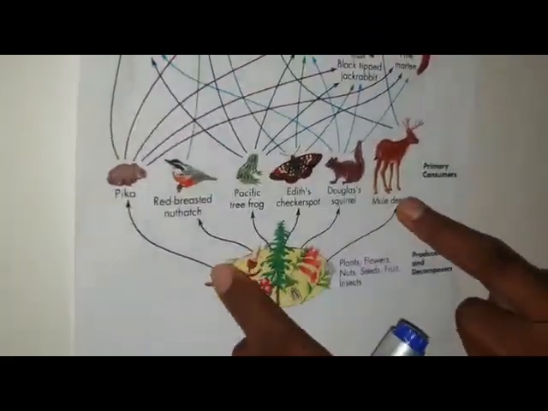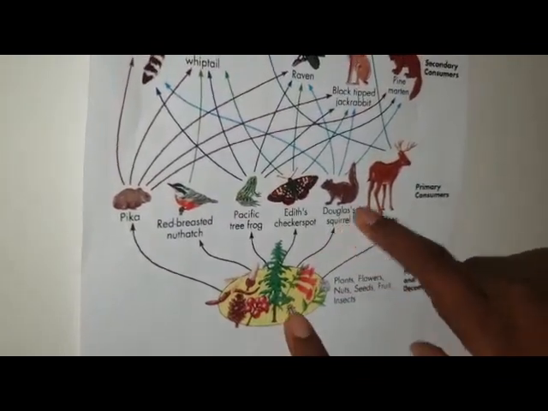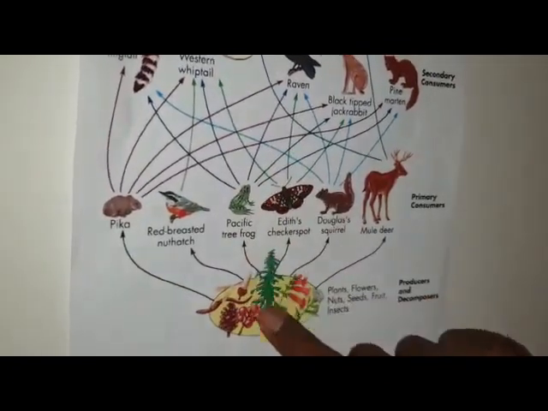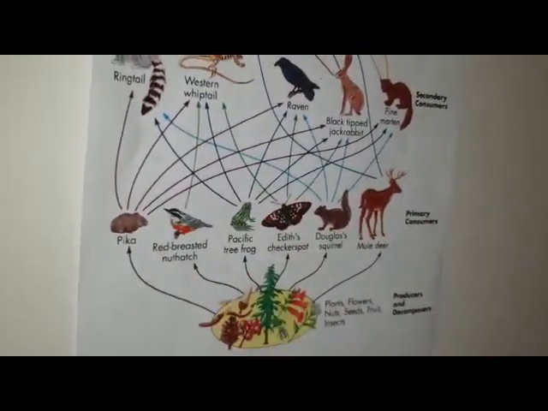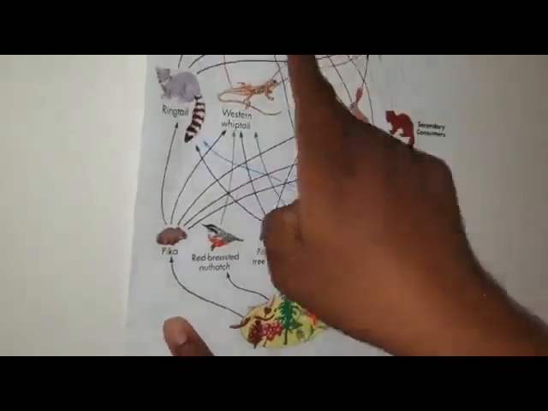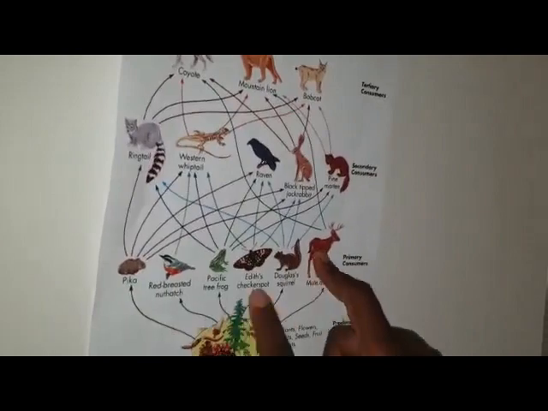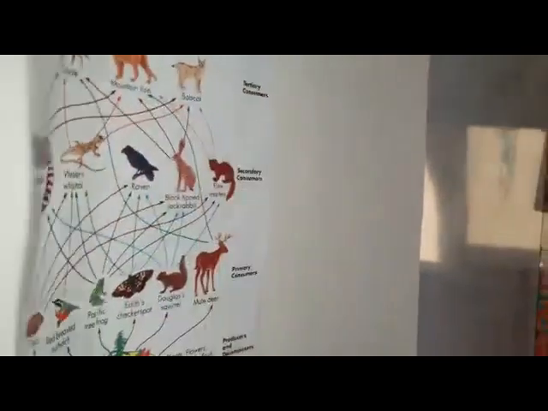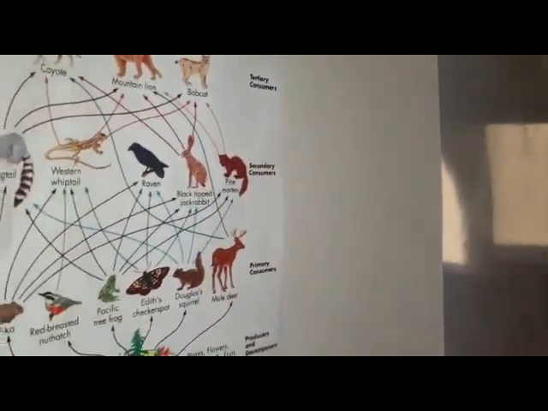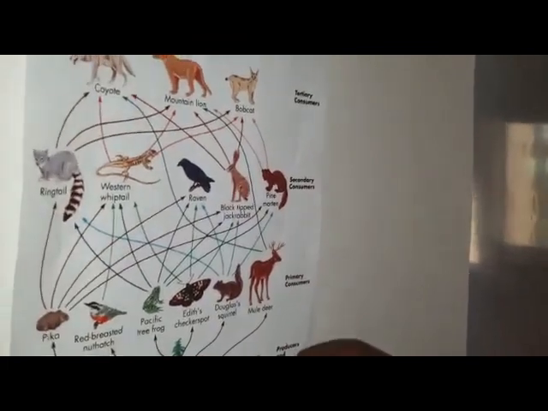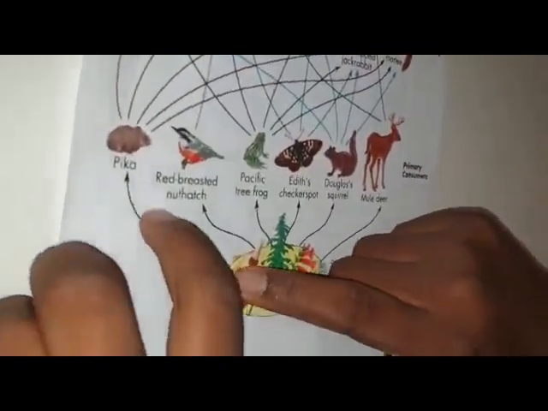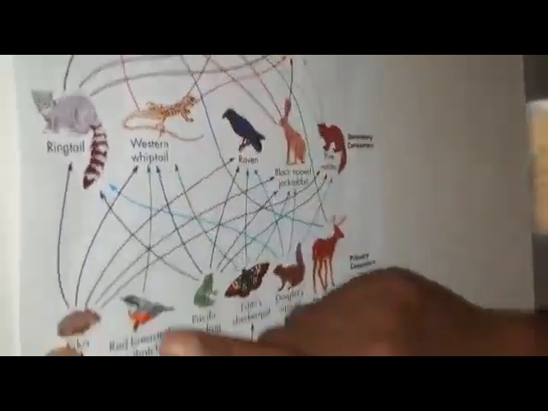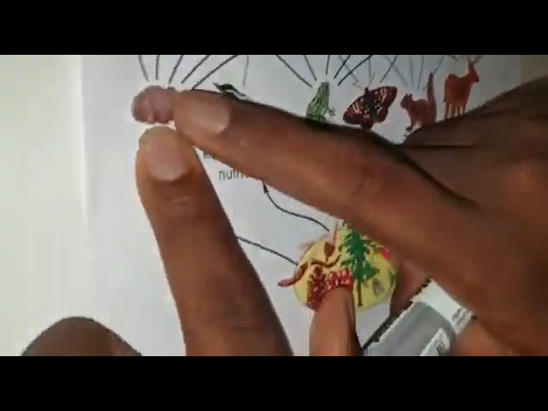This same plant is eaten by deer, which is also eaten by the Douglas crane, which is eaten by Eddie Chicap spots, and Pacific tree frog, red-breasted nuthatch, and pika. Now, the deer is eaten by the mountain lion. This same deer is eaten by coyote. If we look at this food web, this is a relationship between many food chains. We can count how many food chains are here. This is one relationship, from the producer to the tertiary consumer. But as we can see, there are other branches from here, so we count these as well.